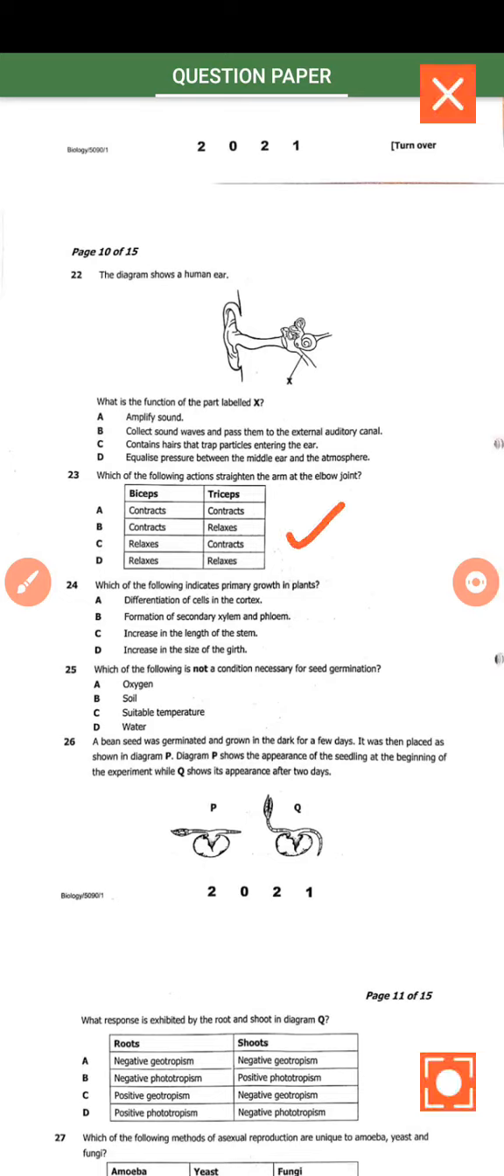Okay, so the bicep relaxes and then the tricep contracts. Then the arm will be in extension. Okay.